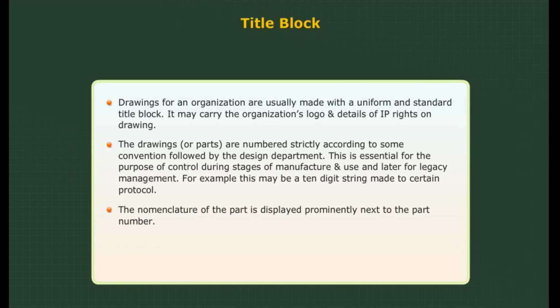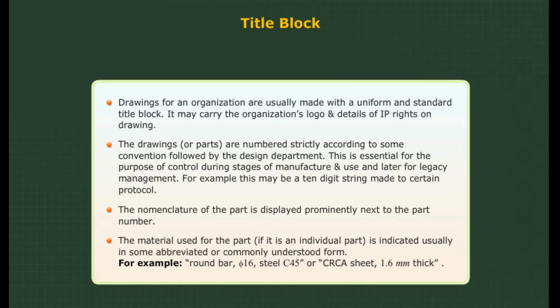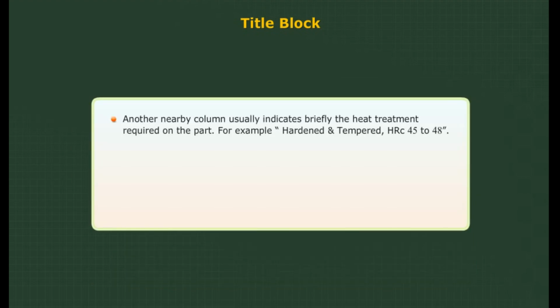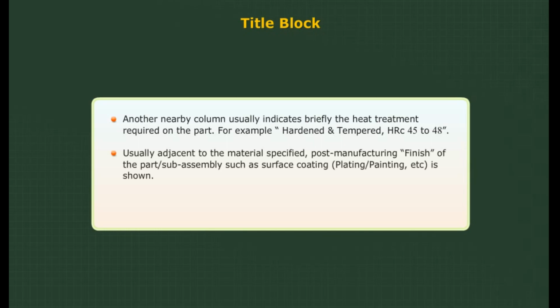The nomenclature of the part is displayed prominently next to the part number. The material used for the part, if it is an individual part, is indicated, usually in some abbreviated or commonly understood form. For example, round bar 516, steel C45, or CRCA sheet 1.6 mm thick. Another nearby column usually indicates briefly the heat treatment required on the part. For example, hardened and tempered, HRC 45 to 48.